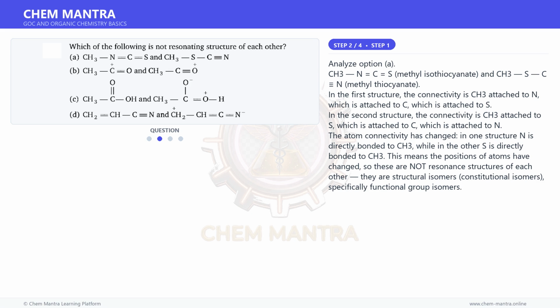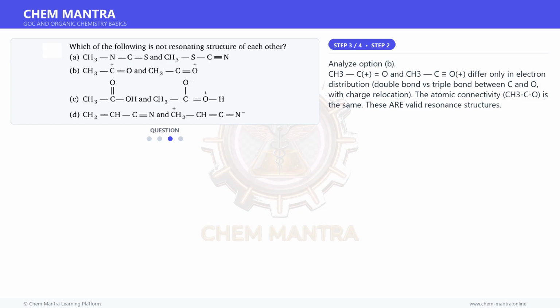The atom connectivity has changed. In one structure, N is directly bonded to CH3, while in the other S is directly bonded to CH3. This means the positions of atoms have changed, so these are not resonance structures of each other. They are structural isomers, constitutional isomers, specifically functional group isomers. Moving on to the next step.